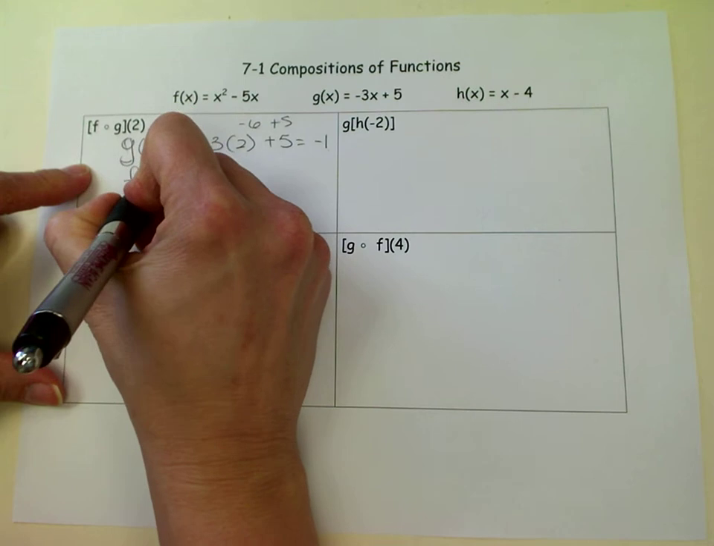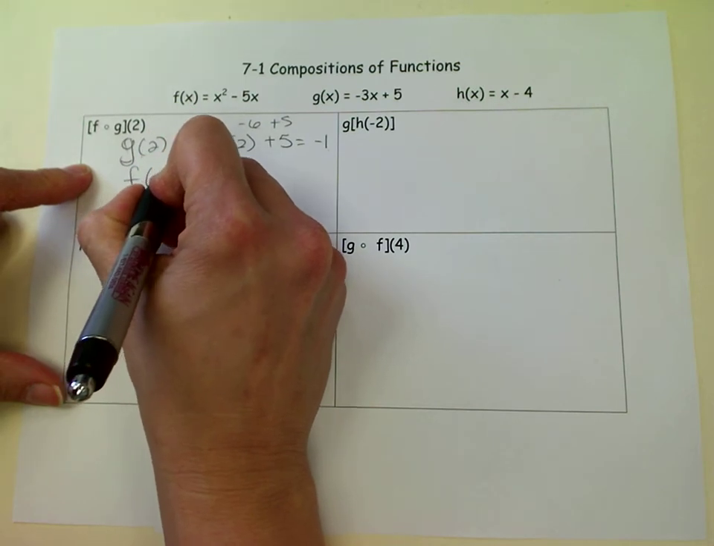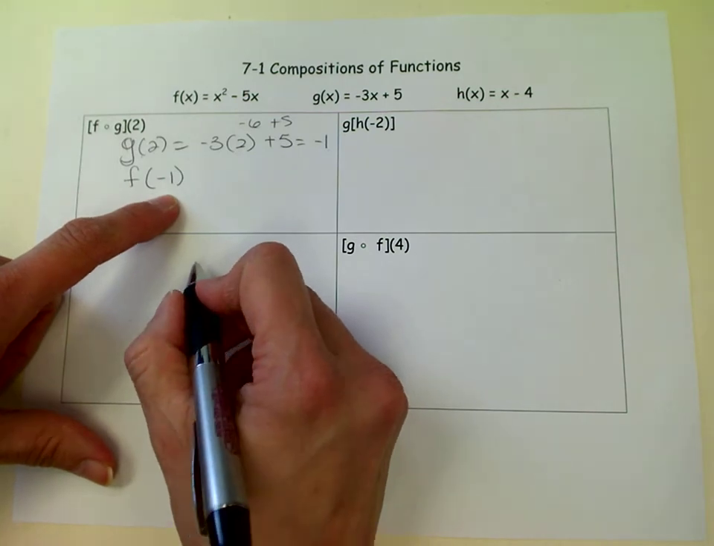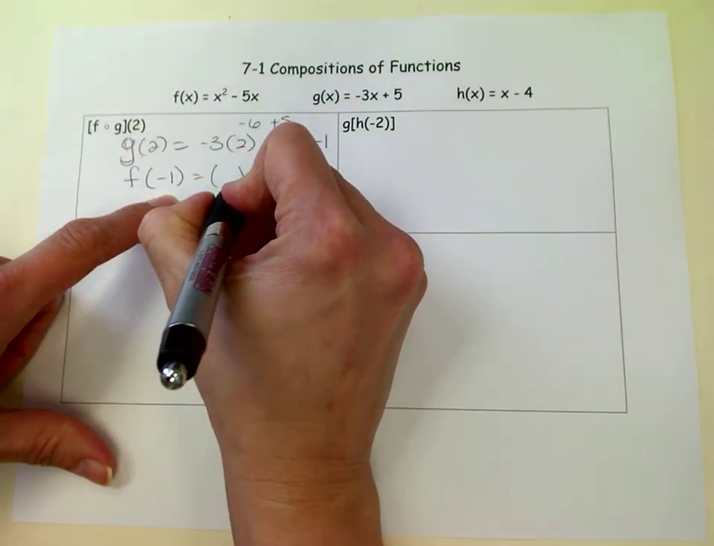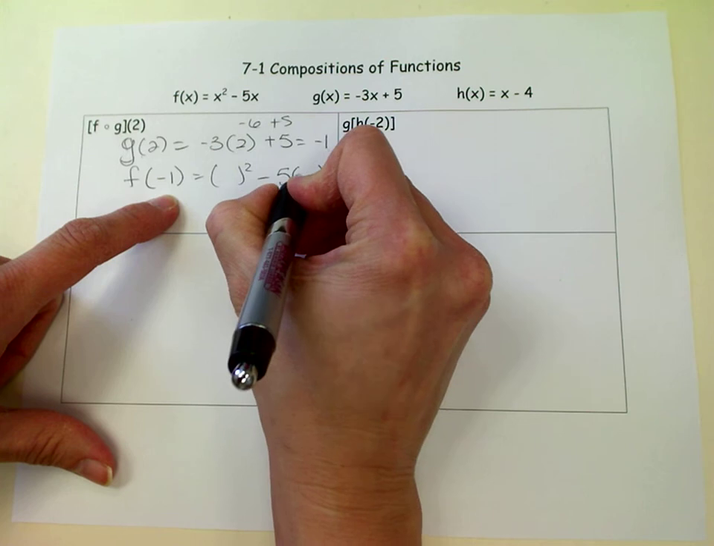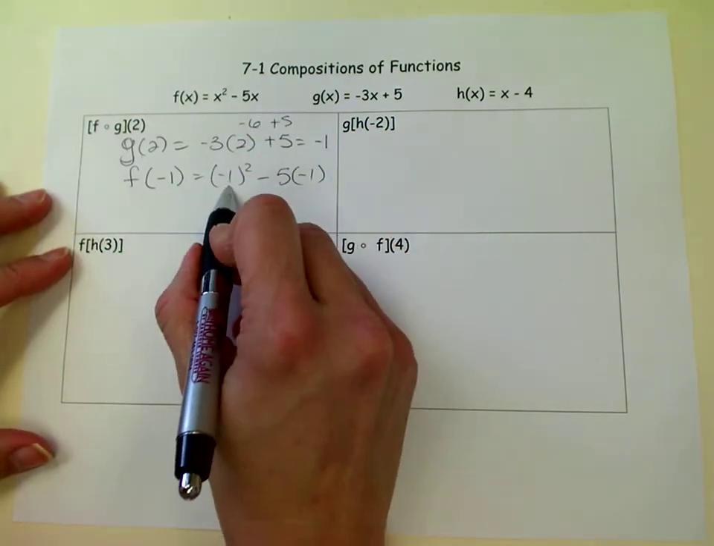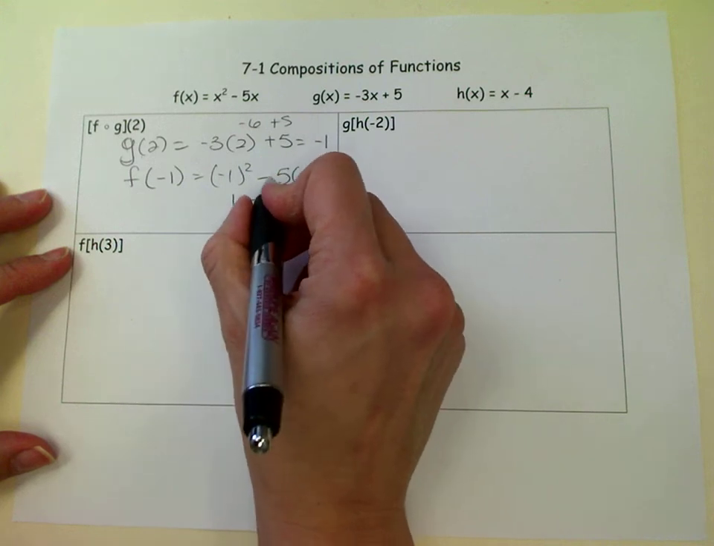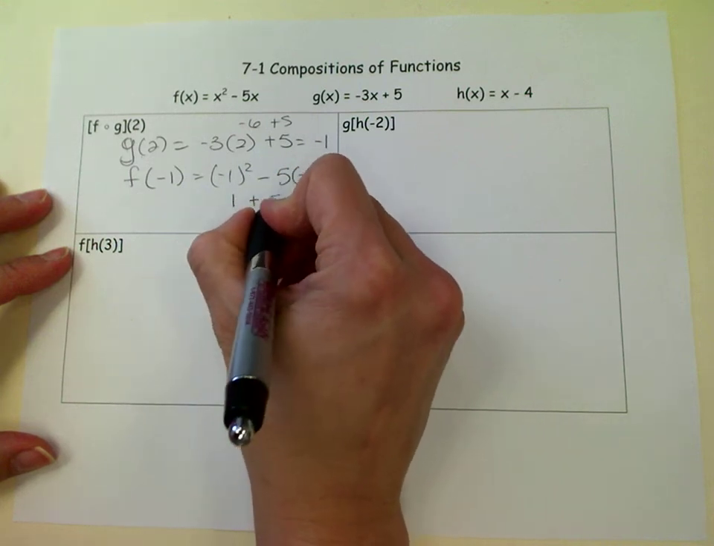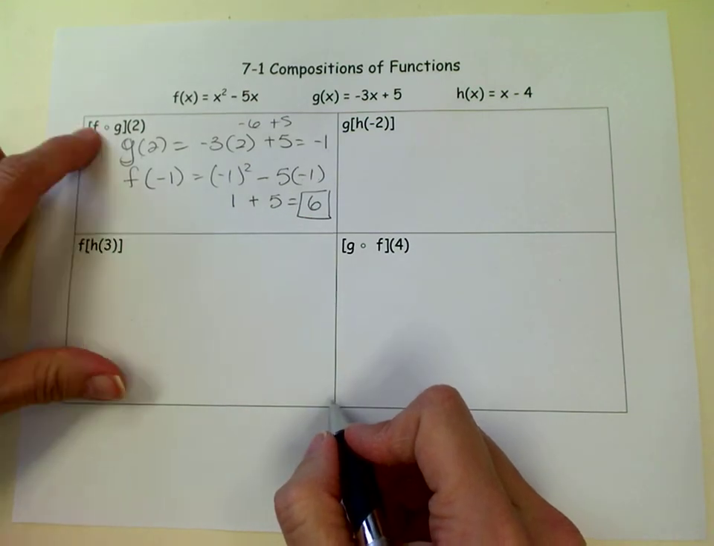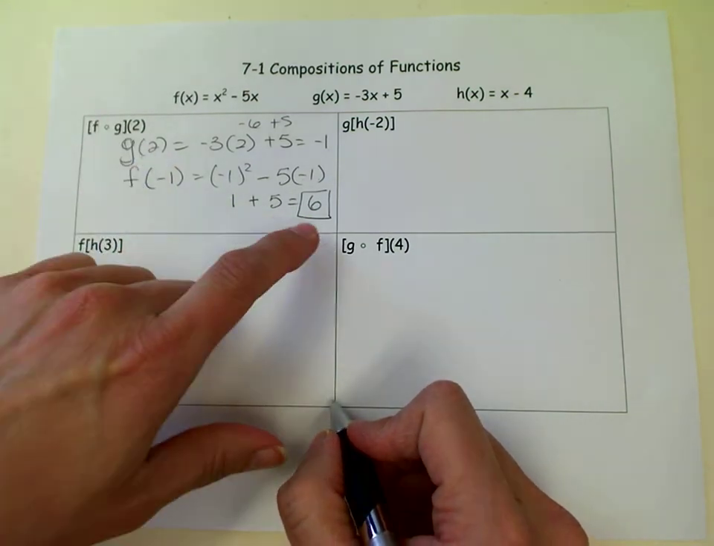So now I find f of g of 2, but we found that g of 2 was negative 1. So now I need to find f of negative 1. So I go to my f function, and every time I see an x, I'm going to put a negative 1. So let's work that out. Negative 1 squared is 1. A negative 5 times a negative 1 is a positive 5. So I end up with 6. So f of g of 2 is 6.